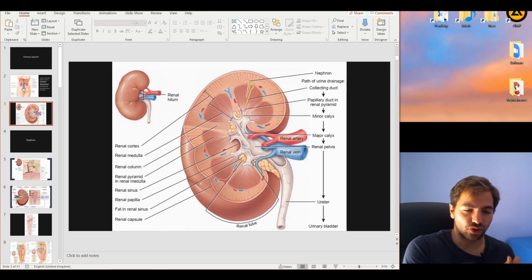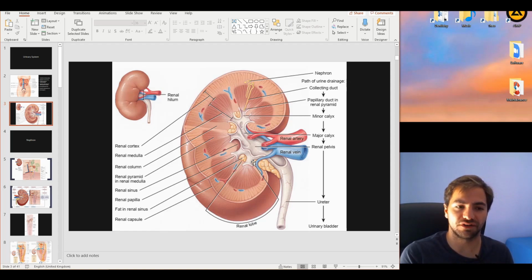Of course, the cortex and the medulla are different structures that contain slightly different aspects of the same structures. And most notably, we're going to see the nephron. Now, the nephron is the functional unit of the kidney.